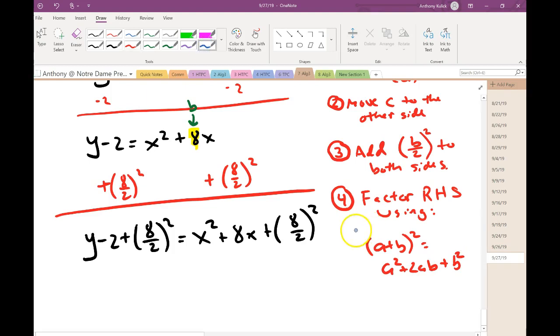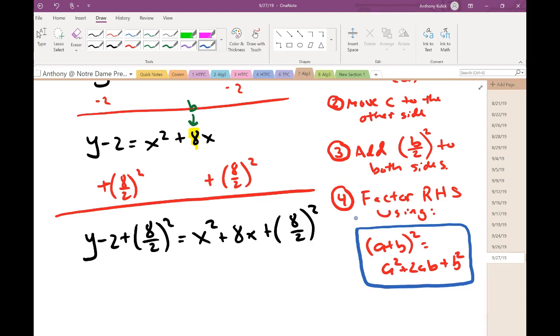So remember when we spoke the other day, I mentioned this little expansion formula is going to become important for us. So we're going to use it a little bit later. This is when we're going to use it. It's actually the key idea behind this completing the square process.